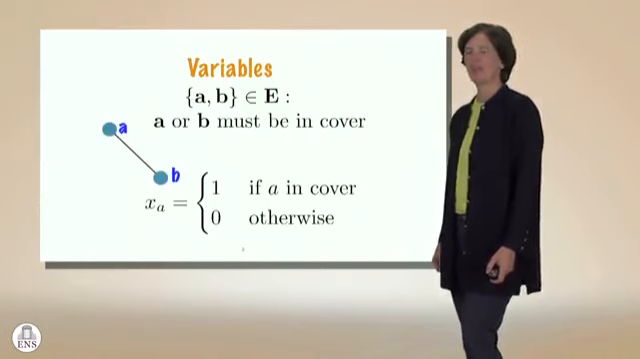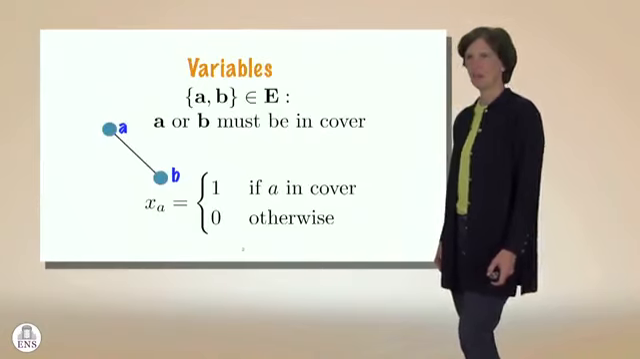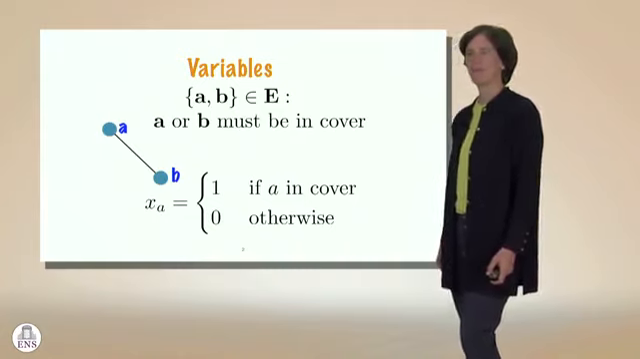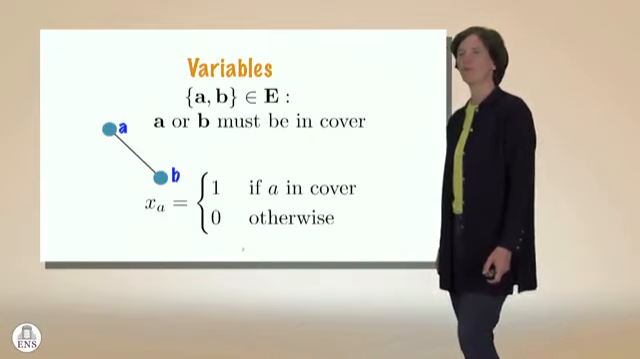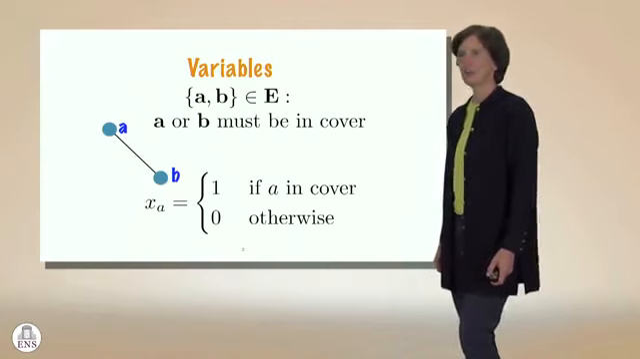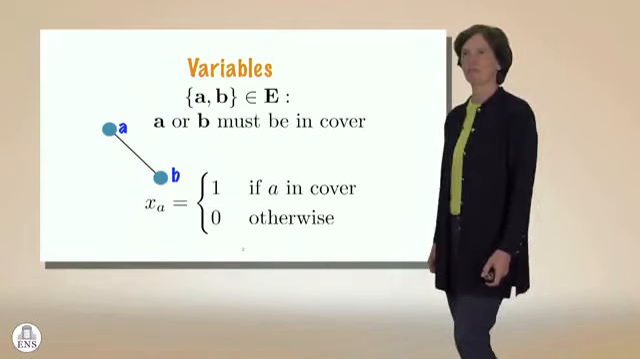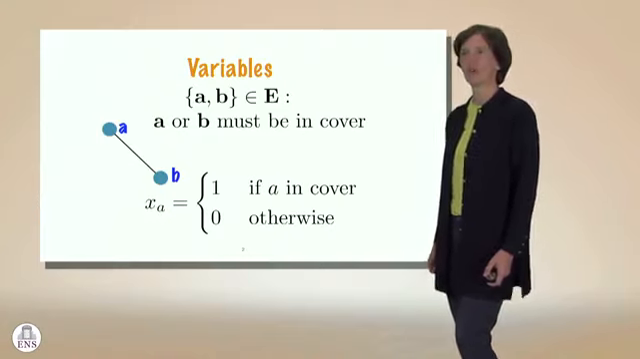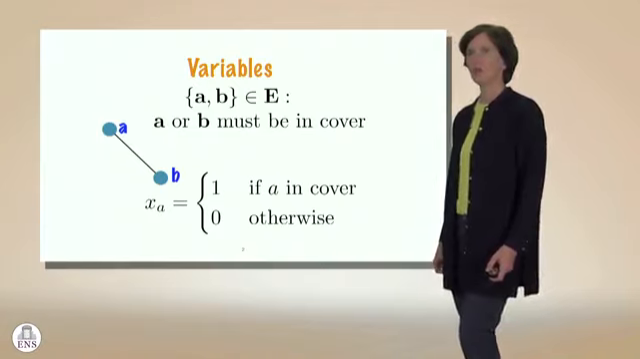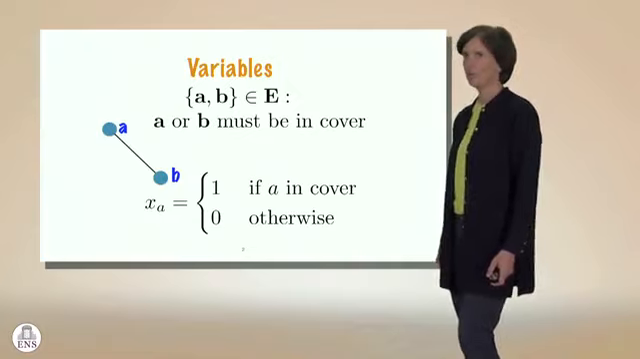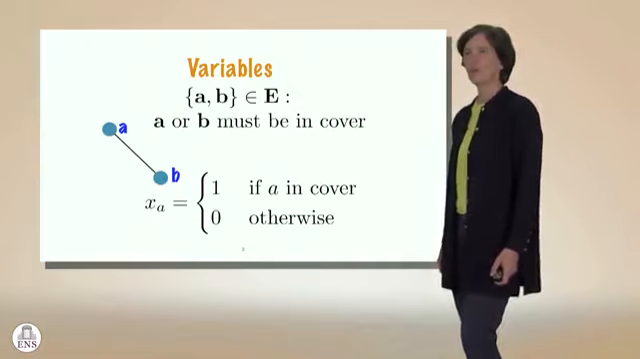An integer program has three parts to it: variables, constraints, and an objective. Let us start with the variables for modeling the vertex cover problem. A vertex cover is a subset of all the vertices in the graph. How do we represent a subset of vertices of the graph? For each vertex of the graph, we need to know whether or not the vertex is in the subset.